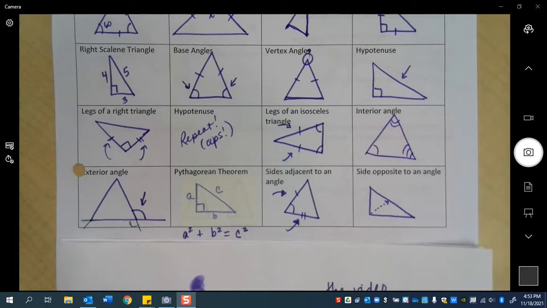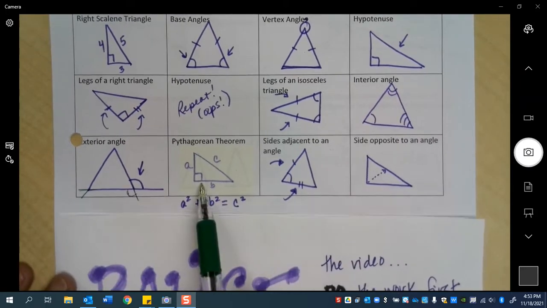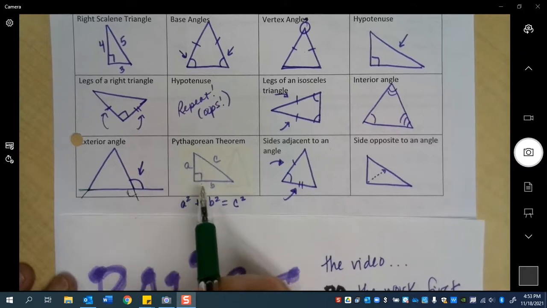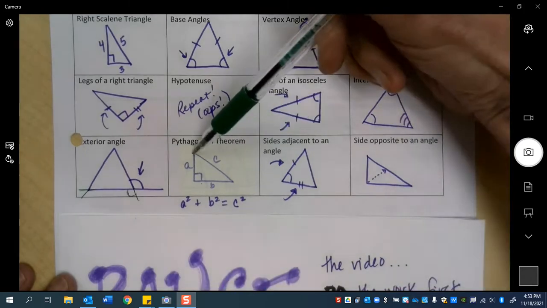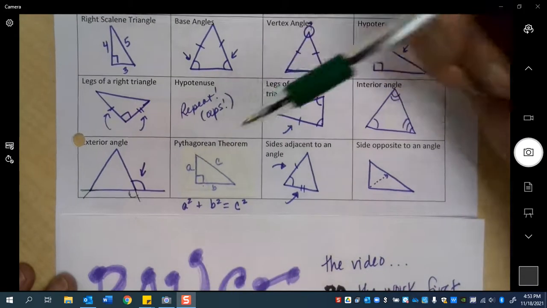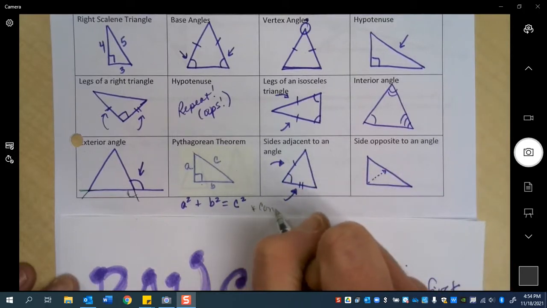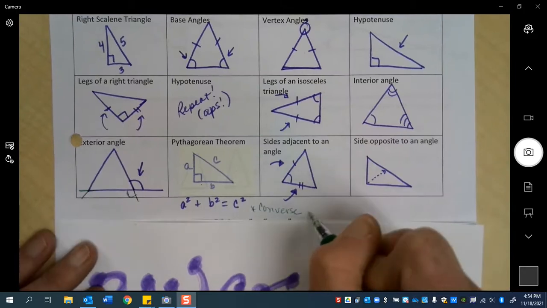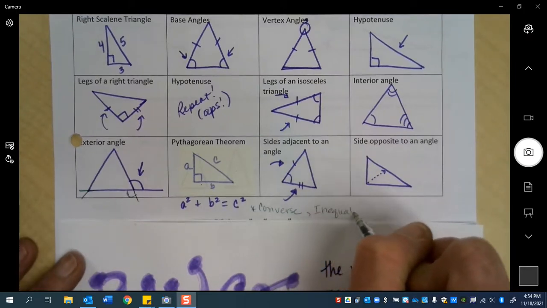congruent. Our Pythagorean theorem is going to be our theorem that says the square of A, this side length, plus the square of B, this side length, is going to be equal to the square of C. Keep in mind we also have our converse, and we have our Pythagorean inequality to review.